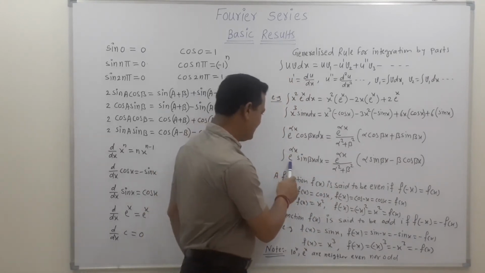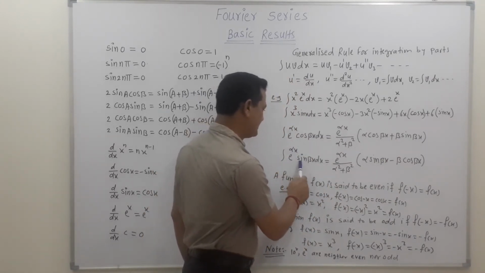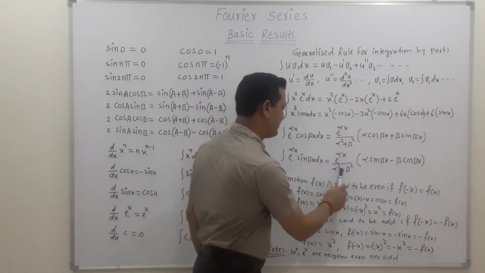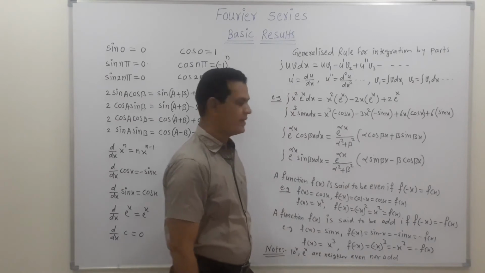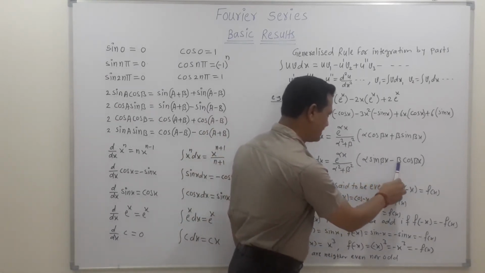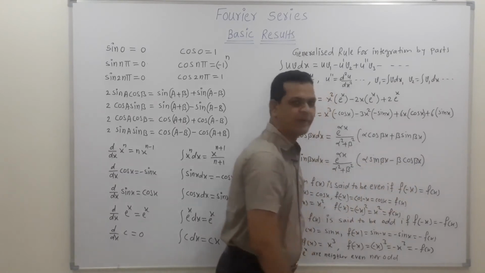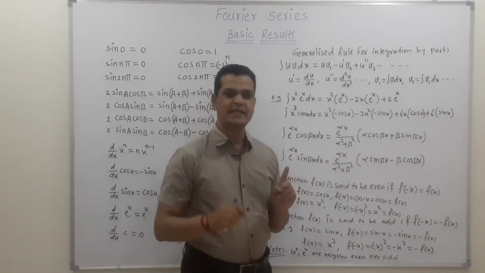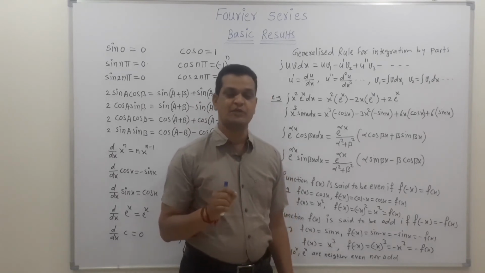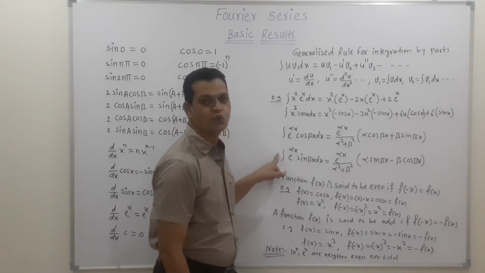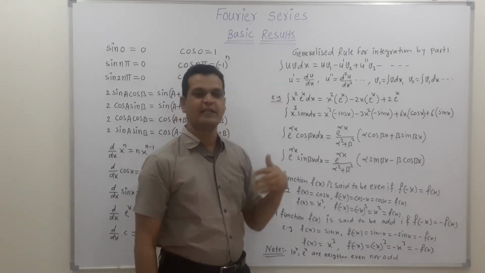Then similarly, the integration of e raised to alpha x sine of beta x dx is equal to e raised to alpha x upon alpha square plus beta square, in bracket, alpha times sine of beta x minus beta times cos of beta x. So friends, in short, to find the Fourier series expansion for an exponential function, use these two rules in place of the general rule for integration by parts.